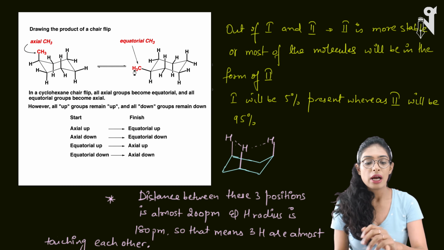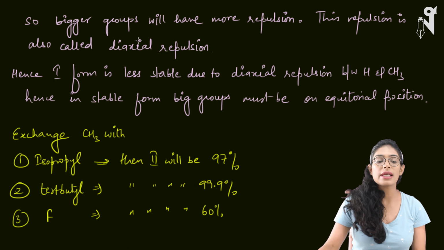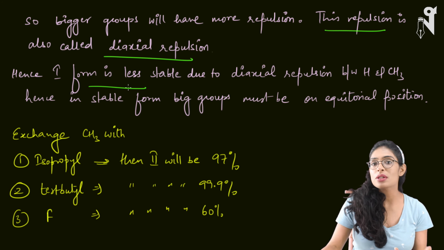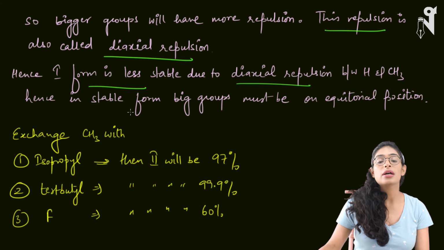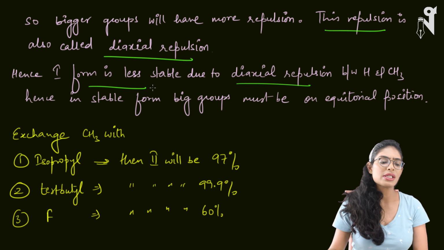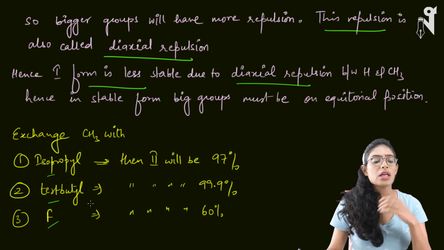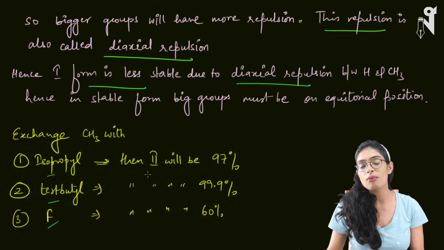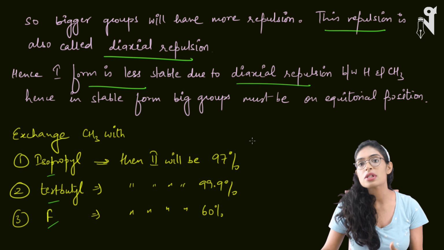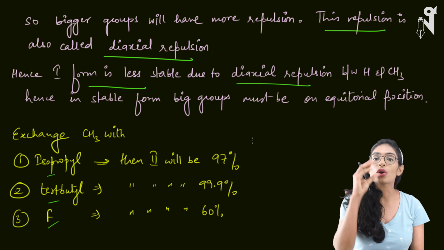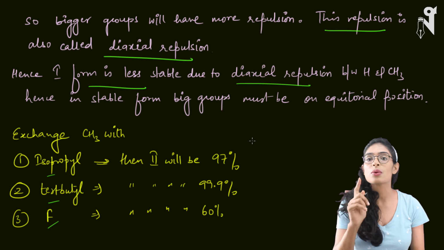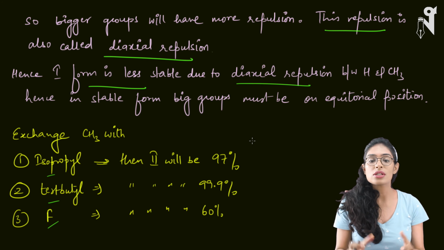This is exactly what I have written in the next slide. In the next slide, I have mentioned that this repulsion is called diaxial repulsion. The first form will be less stable due to diaxial repulsion, whereas if the group is placed on the equatorial position, it will be more stable. And I have given some examples like isopropyl, tertiary butyl, fluorine, where the second form is all the time more stable than the first form, but the percentage will vary. You don't have to remember the percentage. You should just know that the group on the equatorial position is more stable than the group on the axial position, because there will be repulsions over there. Okay, that's all for now.